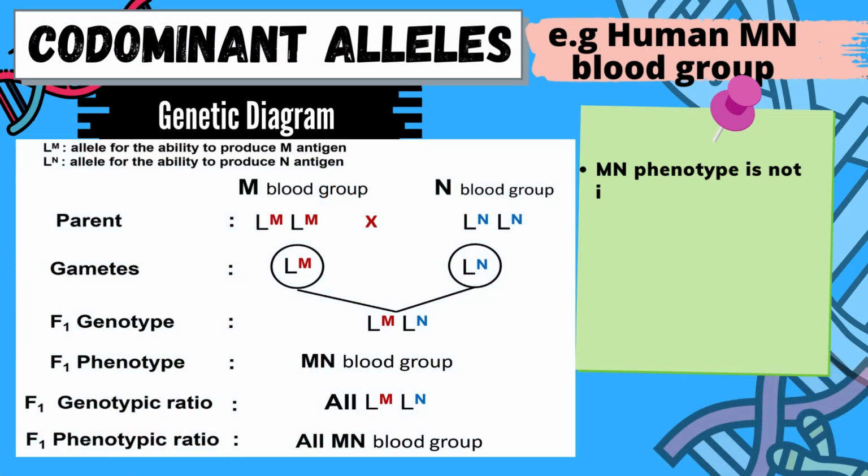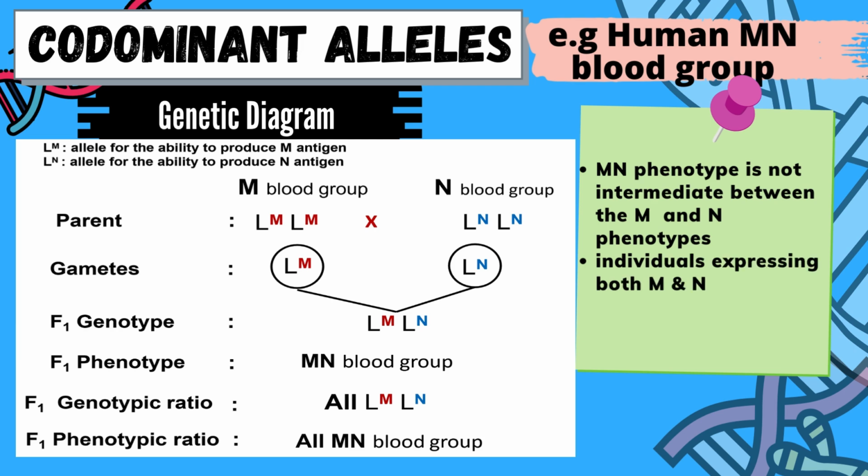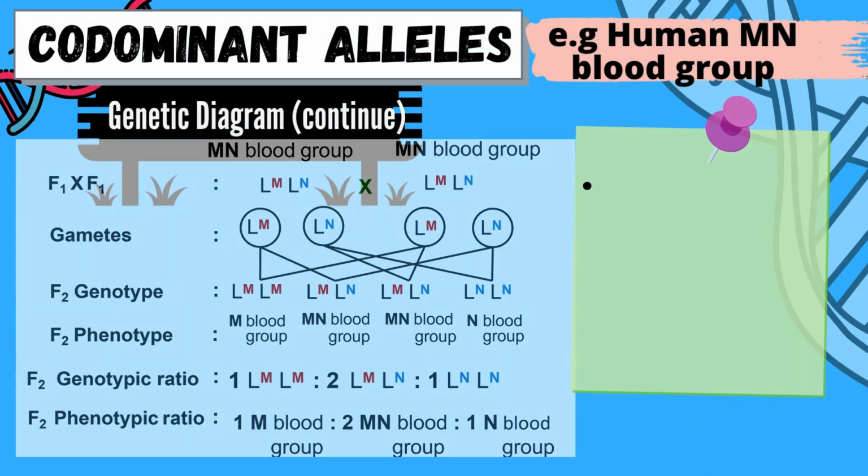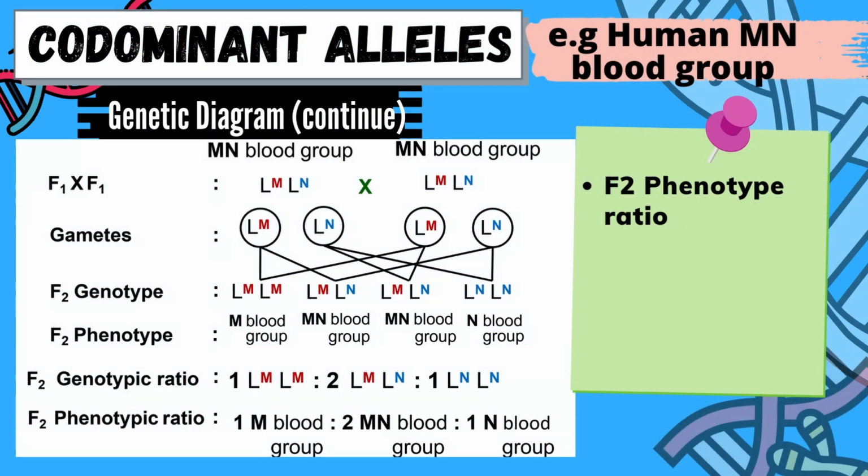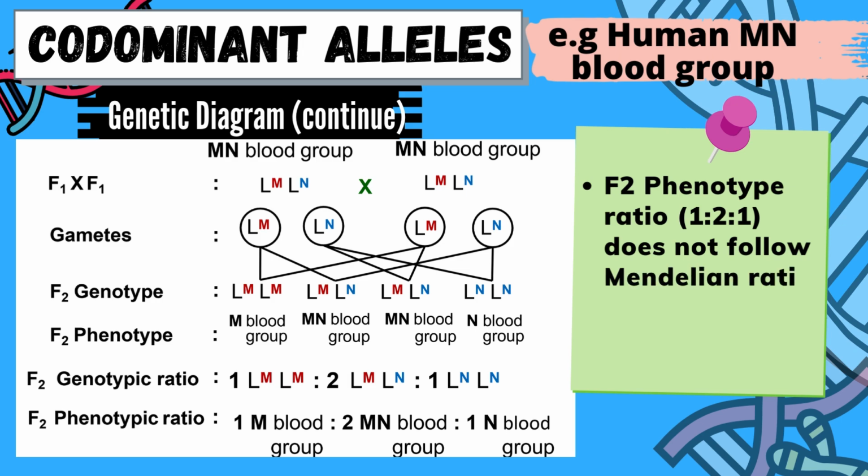M/N phenotype is not intermediate between the M and N phenotypes, so individuals expressing both M and N antigen have M/N blood group. When the heterozygous F1 is self-crossed, the F2 phenotype ratio does not follow the Mendelian ratio.